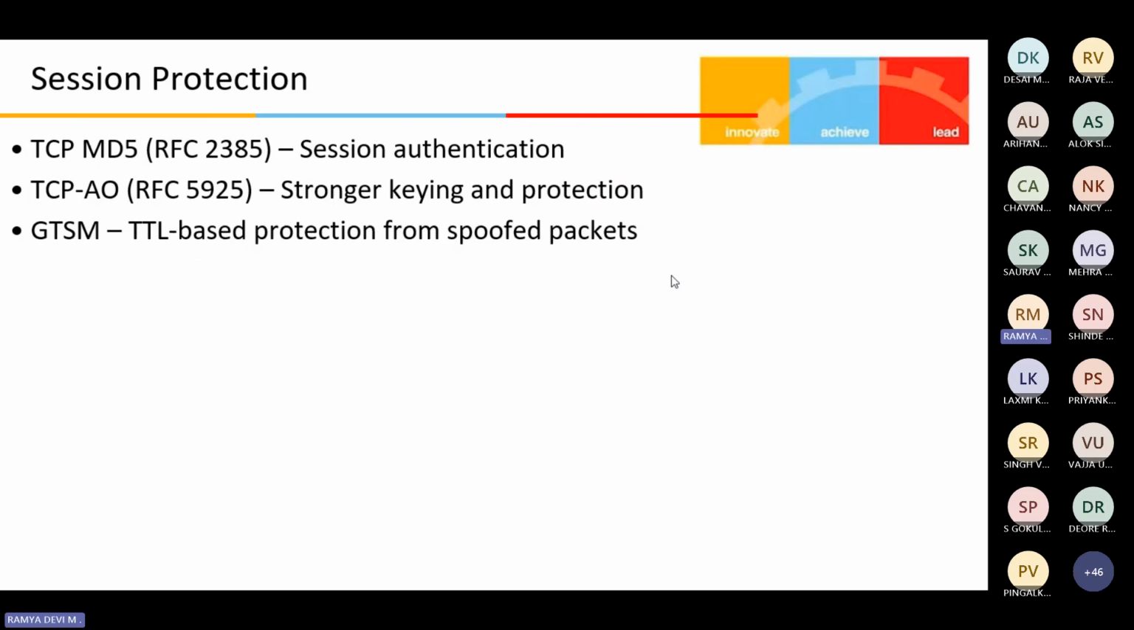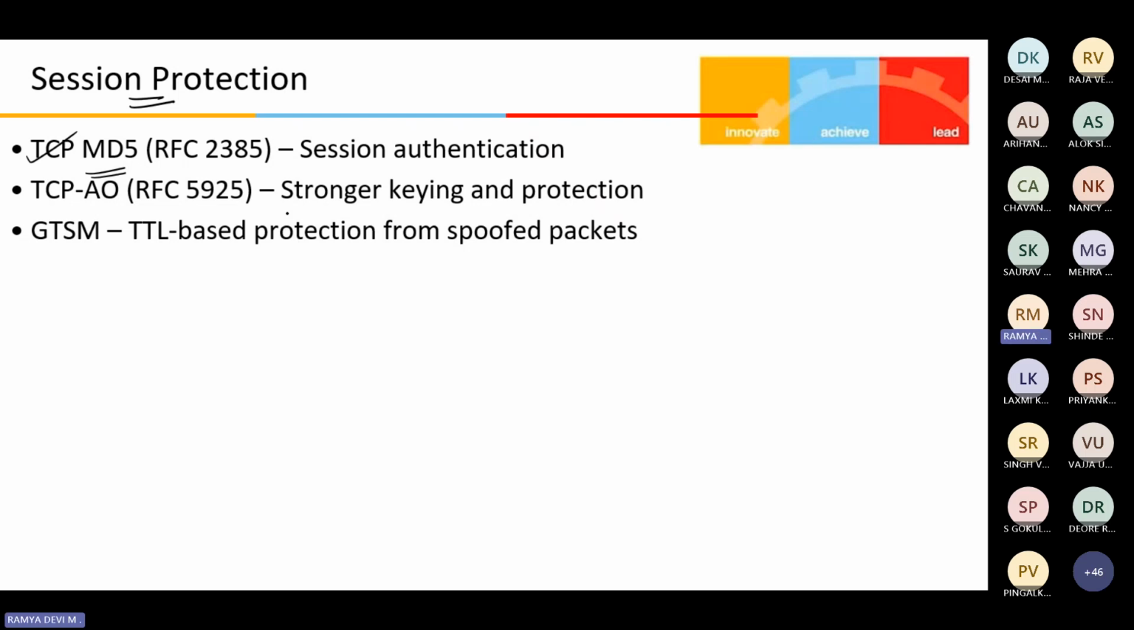Now we'll see how to give the session protection in BGP. Session protection can be done with the help of three things. The first one, TCP MD5, session authentication. So message digest, we can add MD5 cryptographic signatures. Message digest can be added to each BGP TCP segment. So this can ensure only the peers with a correct shared secret can form or maintain the BGP connection. So it will be protecting against session hijacking.